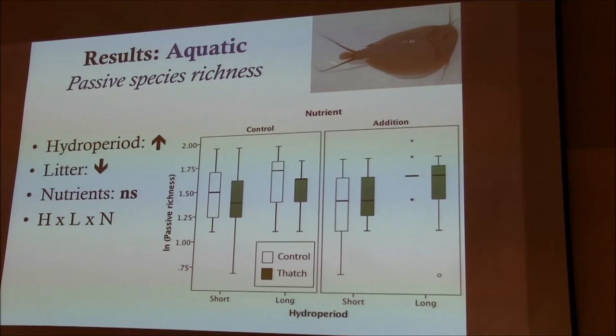There have been a number of studies that have shown that cyst emergence, breaking that dormancy, can be sensitive to light. And we got these three-way interactions between hydroperiod, litter, and nutrients, where there wasn't much effect with nutrient addition of the litter.